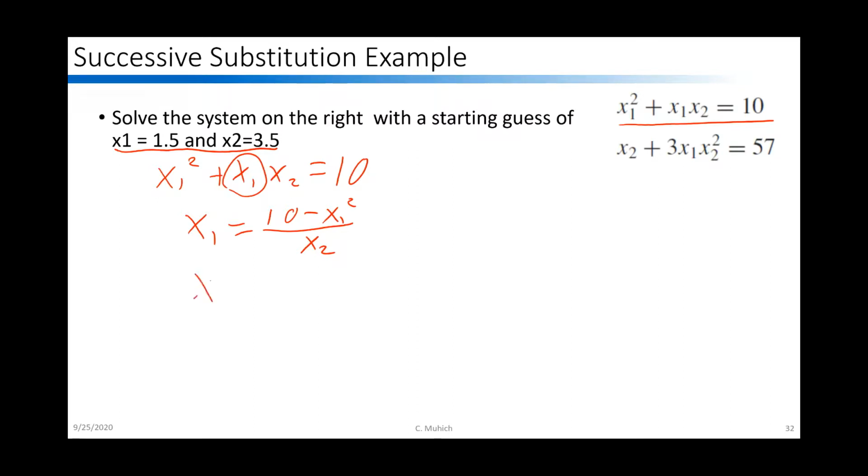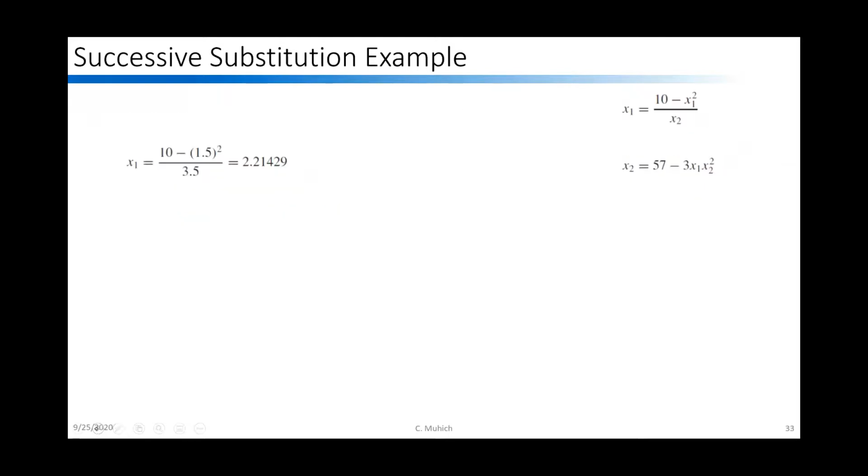So now I can isolate x2. This one is a little more straightforward. I can just move that 3 x1 x2 squared to the other side. We get x2 equals 57 minus 3 x1 x2 squared. Now we're ready to start our successive substitution. Remember, we wanted to start with our guess of x1 equals 1.5 and x2 equals 3.5.